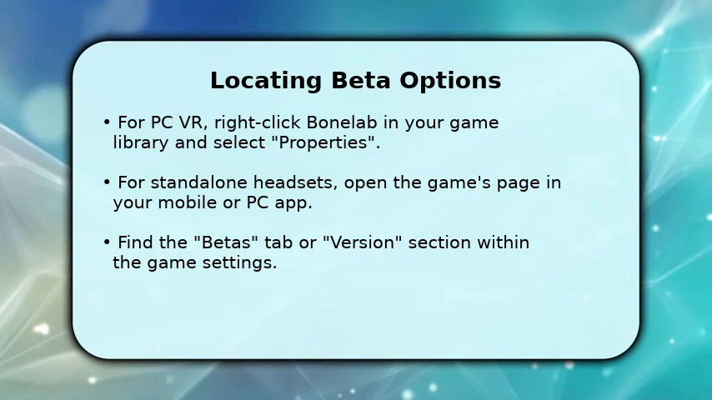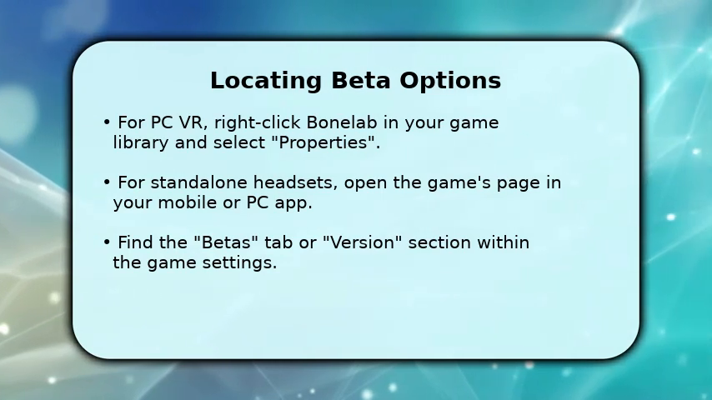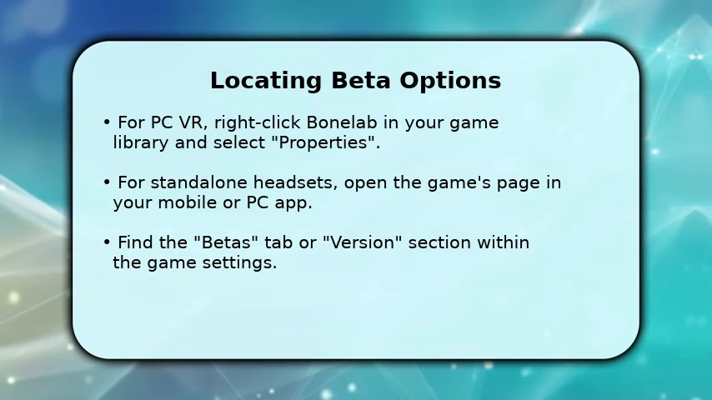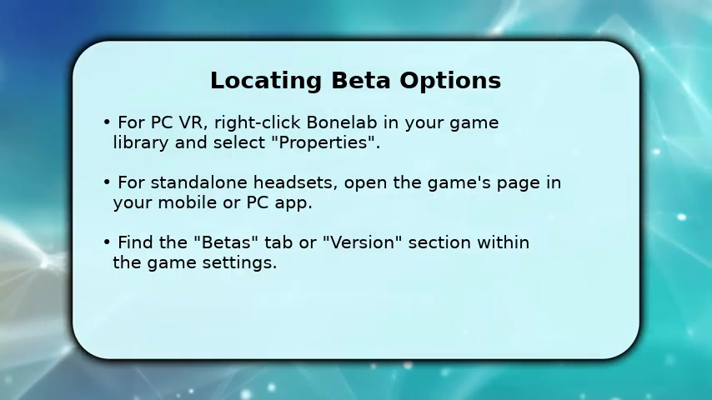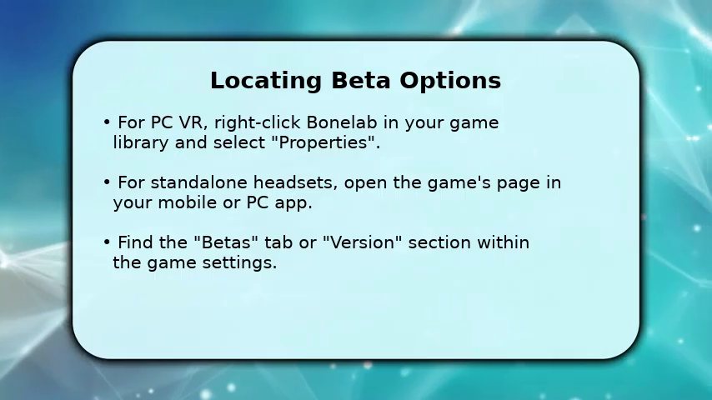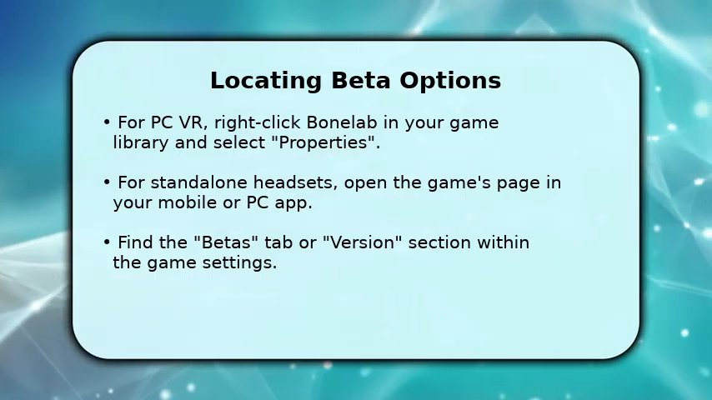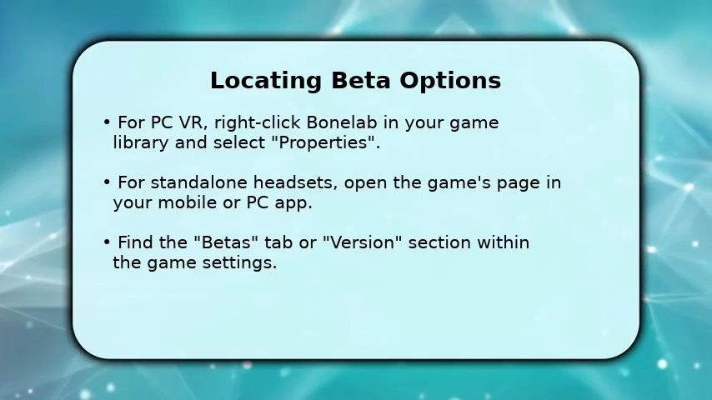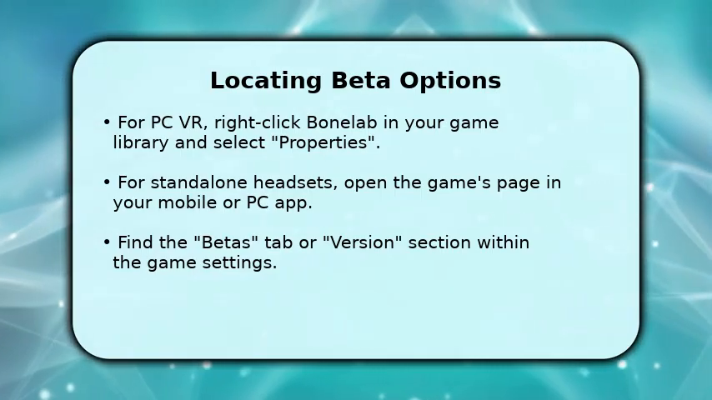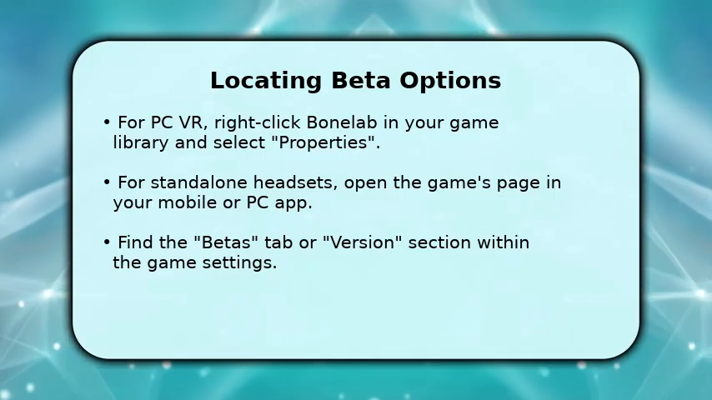Your first step is to locate the beta options for Bonelab. If you are playing on a PC VR platform, simply right-click on Bonelab in your game library and choose Properties. For those on standalone headsets, open the Games page within your mobile or desktop application. Once there, look for a Betas tab or a section labeled Version or Release Channel to proceed.